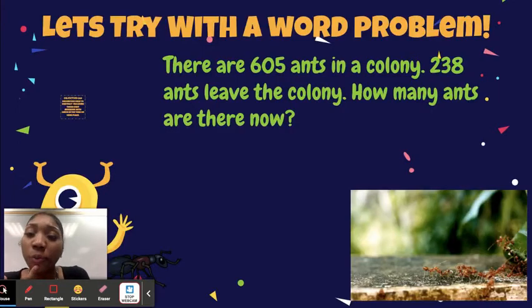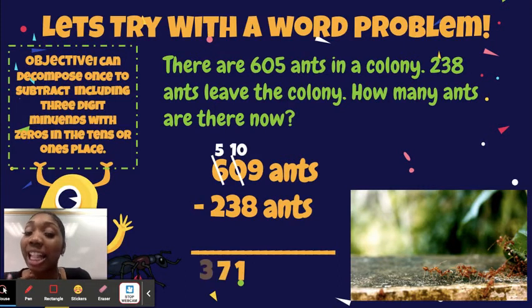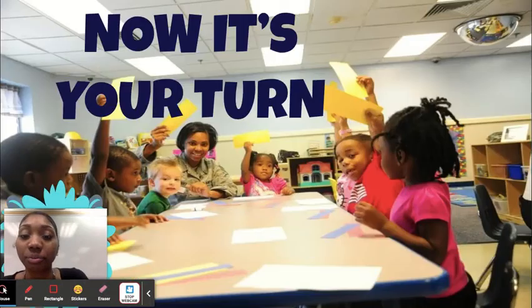So now, if I go back to my problem, well, we know 9 minus 8 is 1. And then we have to go to the 0. We know we can't take away 0 from 3, so we have to borrow from the 6. That then becomes 5. That becomes 10. And now we know, let's see, 3, 4, 5, 371. So there are 371 ants that are left in the colony.